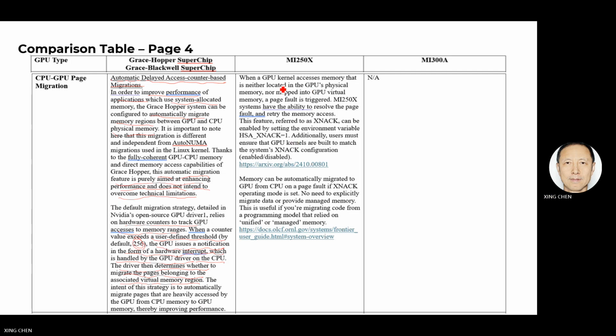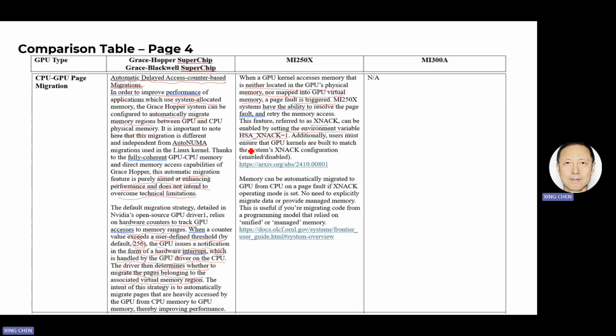Okay, for MI250X, when a GPU kernel accesses memory that's neither located in the GPU's physical memory nor mapped into GPU virtual memory, a page fault is triggered. The MI250X system has the ability to resolve the page fault and retry the memory access. This feature, referred to as XNACK, can be enabled by setting this environment variable to 1.